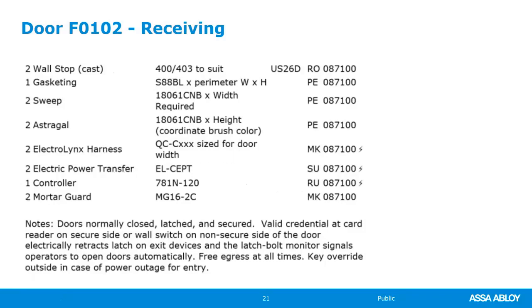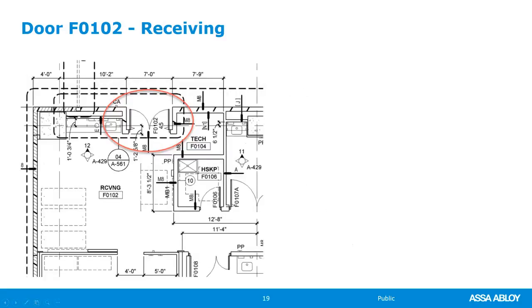And we have a question. Okay, we had a pair yesterday that didn't require exit devices because of I2 classification. Why is this pair different? Is it an assembly classification? This is not assembly. We'll go back to the plan for just a second. This is just a receiving area. In fact, this is a morgue, so there's not a lot of people that will be in here.